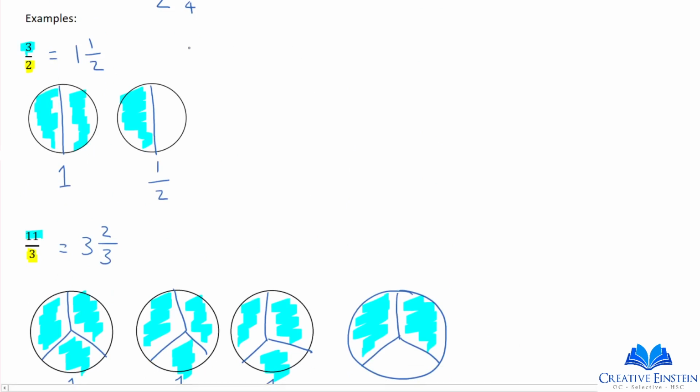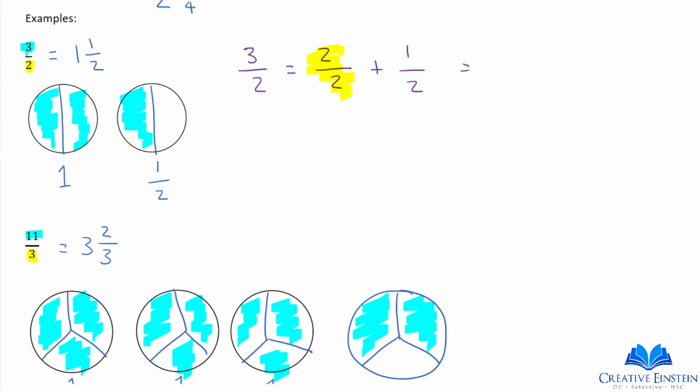Alright, let's take a look at this. So 3 on 2. That means that I have 1 whole, so 2 on 2 is a whole, plus 1 on 2. That gives me 3 on 2. So that tells me that 2 on 2, we know that that is 1.5.